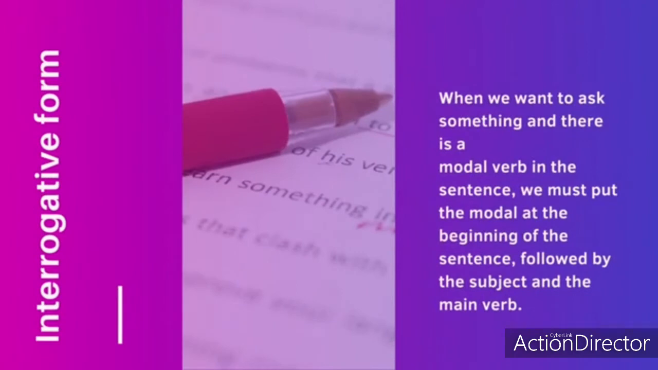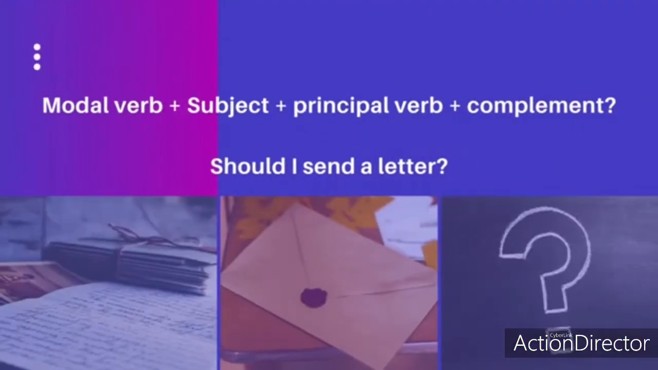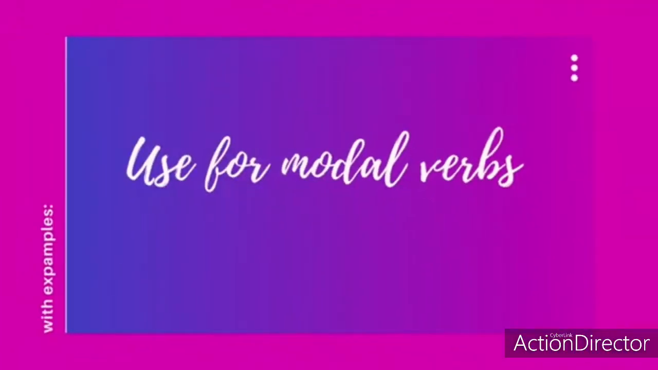Interrogative form. When we want to ask something and there is a modal verb in the sentence, we must put the modal at the beginning of the sentence, followed by the subject and main verb, like this. Structure: modal verb, subject, main verb, complement. For example, should I send a letter? All the modal verbs will depend on what you want to say.